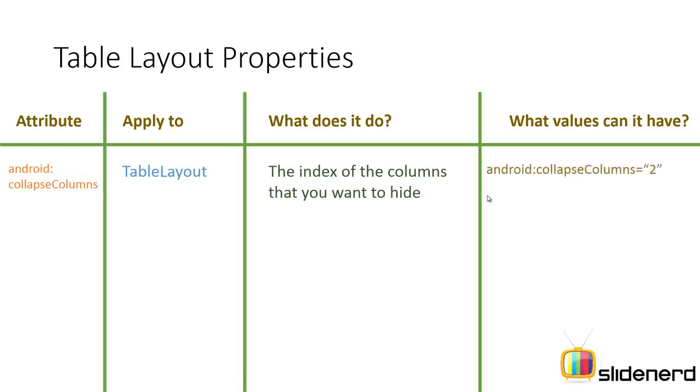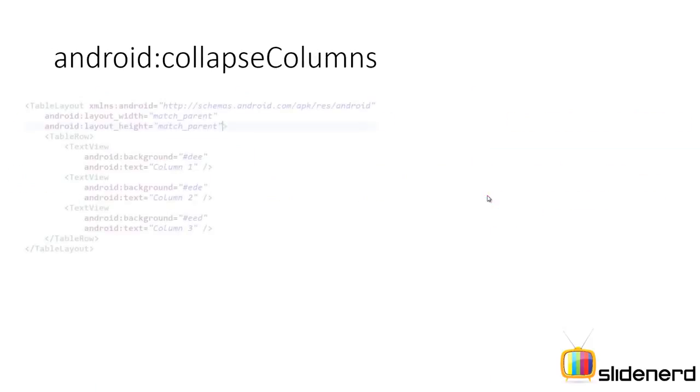It takes the index of the columns that you want to hide. For example, if you say android:collapseColumns equals 2, it's going to hide that column whose index is 2. Now remember, 0, 1, 2. It starts from 0, right? So let's go and see how this looks.